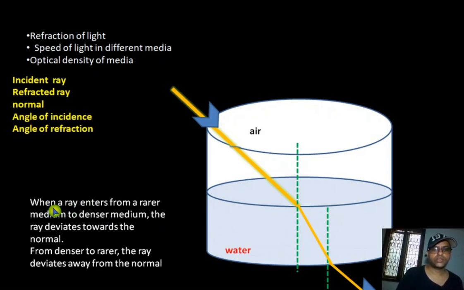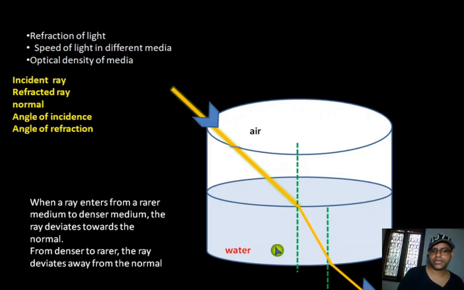Now if you see this, when a ray enters from a rarer medium to a denser medium, the ray deviates towards the normal. See here, air is a rarer medium, having less optical density. Water is a denser medium, meaning it has higher optical density. So when a ray enters from a rarer medium to a denser medium, the ray deviates towards the normal.